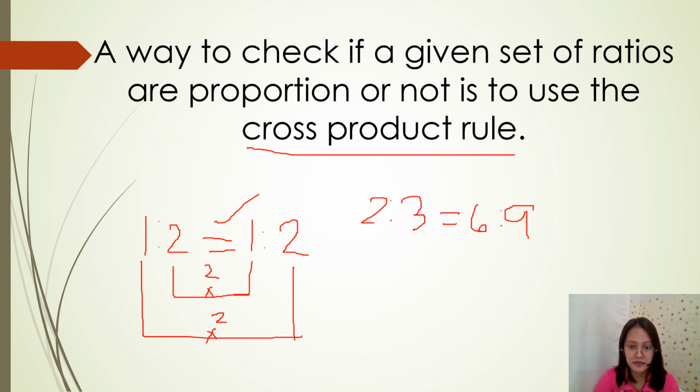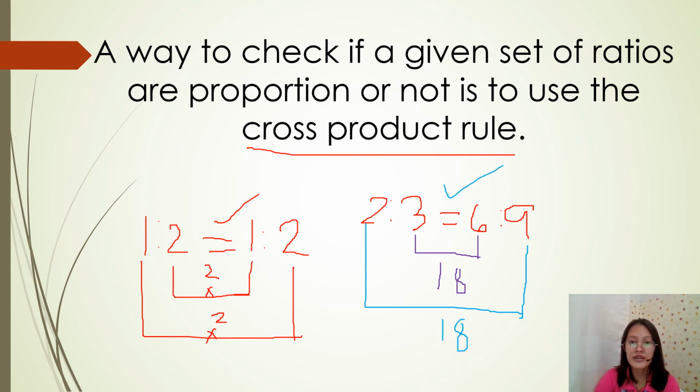First, multiply the means. Ano po yung product ng means natin? So, 3 times 6, that is 18. And then, proceed tayo sa product ni extremes. 2 times 9, that is 18. Same ang product nila, therefore, they are proportion. Again, kailangan po ang product ni means and product ni extremes ay equal para masabi nating proportion sila.